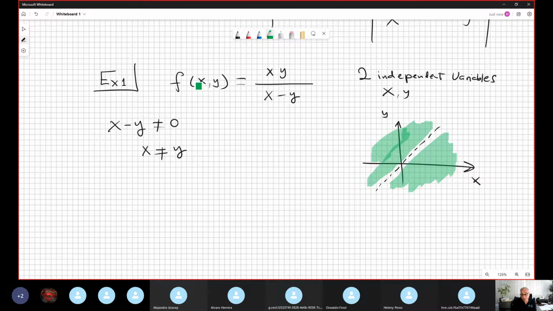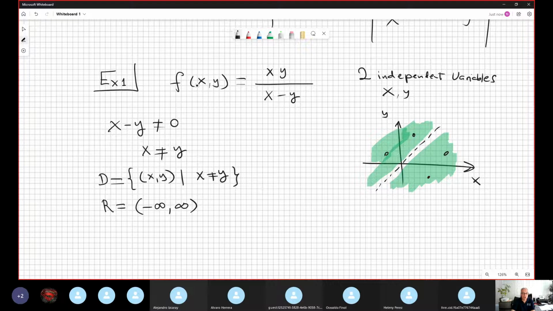We can represent the domain graphically, or write it like this: domain is the ordered pairs x comma y such that x is not equal to y. This is my domain. And the range is every number that you plug in here, of course not on the line, gives me one answer, and this answer is all real numbers. Clear?